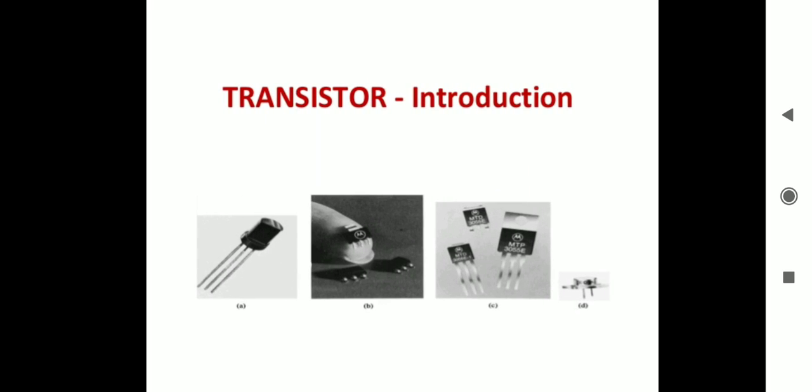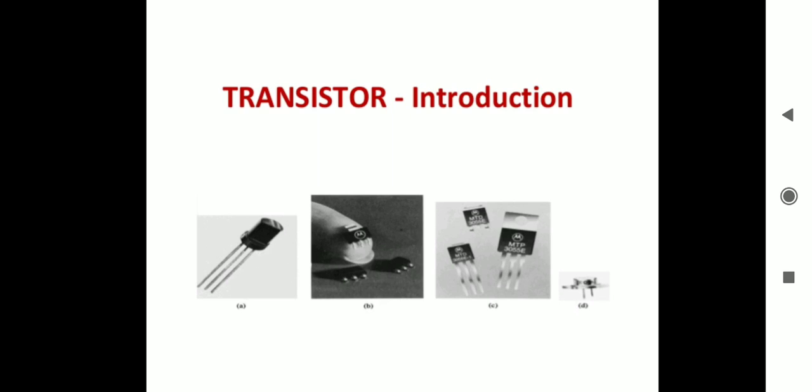The next logical step in the development of semiconductor devices after the diode is the bipolar junction transistor. This means the transistor is also called a bipolar junction transistor. And why is it called a bipolar junction transistor? Conduction in a bipolar junction transistor takes place due to both electrons and holes. That is why it is called a bipolar transistor.